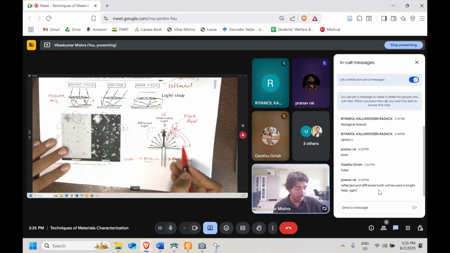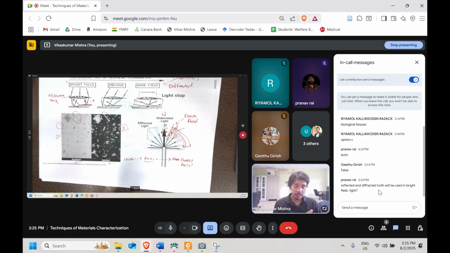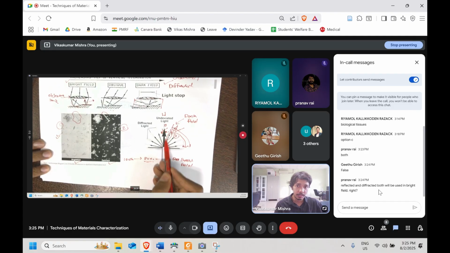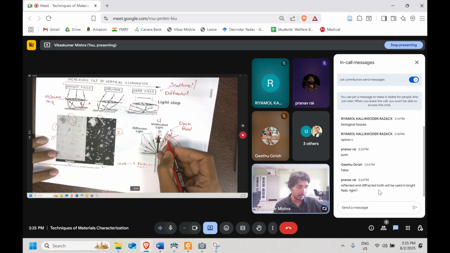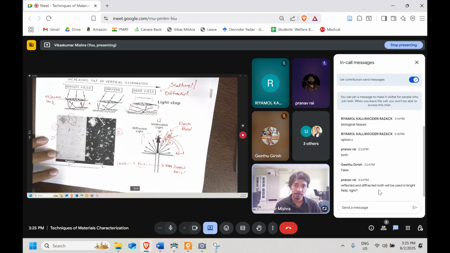The remaining is the scattered one. Since they are scattered, their angles deviate a lot from the direct beam, from the reflected. So they are not going to contribute. So reflected and diffracted both will be used in the bright field? The answer is no. Only the reflected one is going to be used. While for the dark field, we are going to use the diffracted one, that too the first order. I hope it's clear.